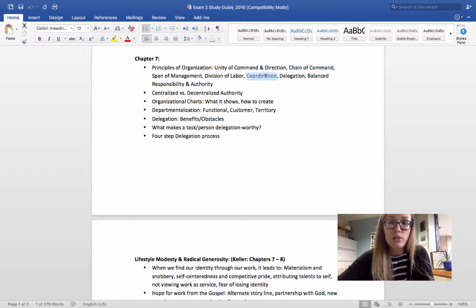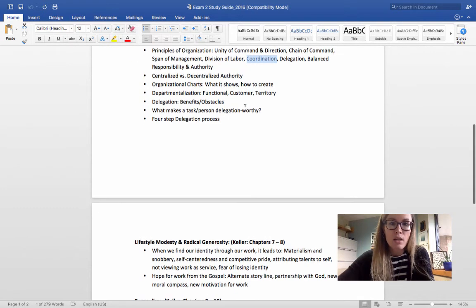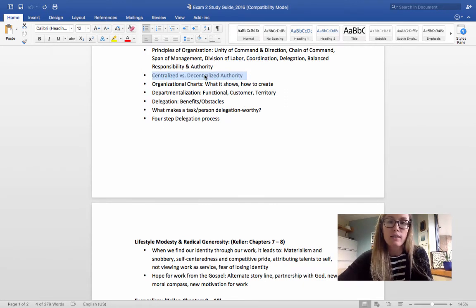Reminder about coordination, those are the processes that we use to make sure everyone is on track. And then when we think about centralized versus decentralized authority, it's mainly decision making that gets pushed out from either one person to many people. So remembering what that is.